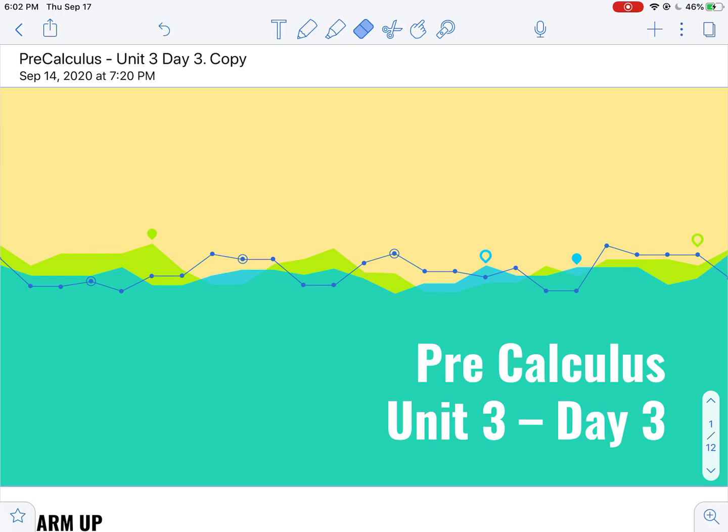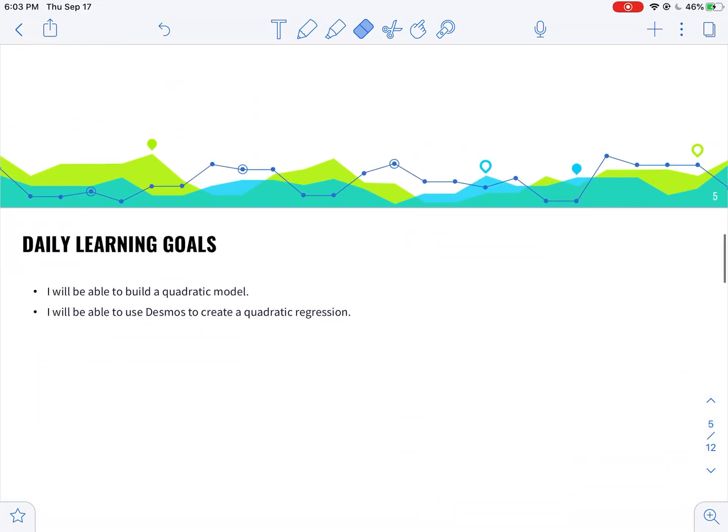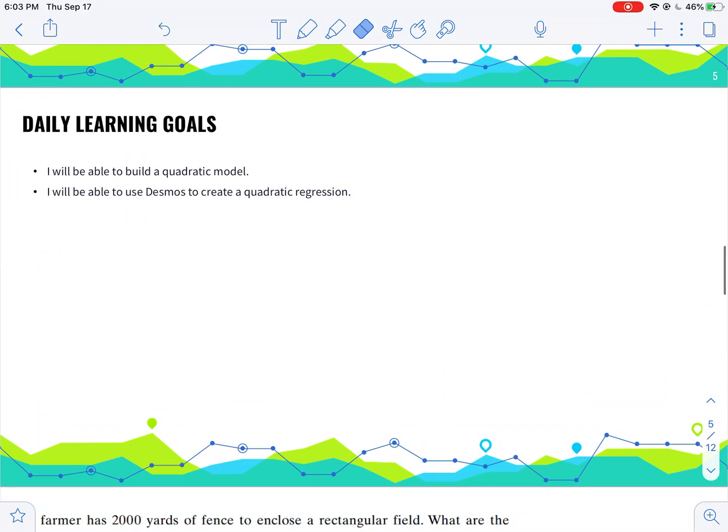Hi gentlemen, these will be your notes for Unit 3, Day 3 of Pre-Calculus. If you would like to see the warm-up, review question, or any of the homework questions we covered today in class, just look at the finished notes in today's module.